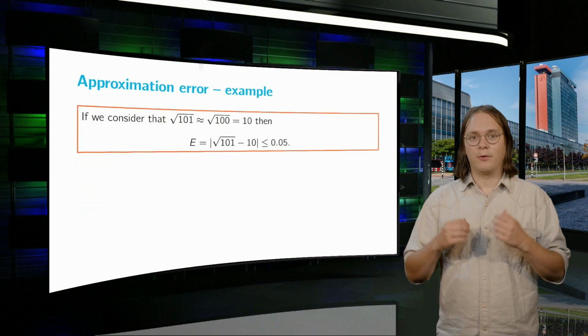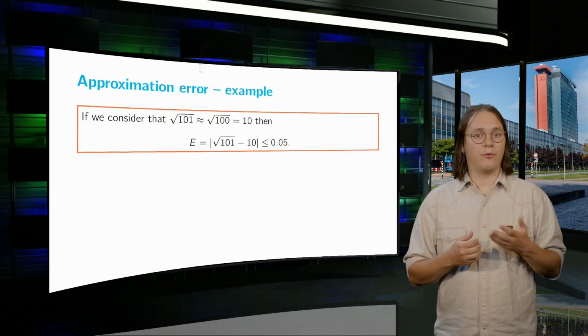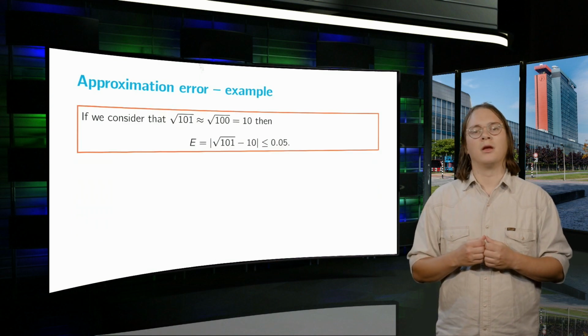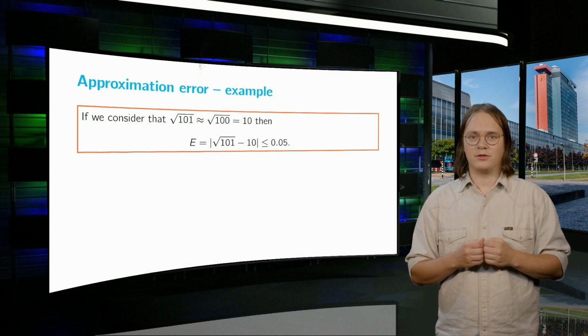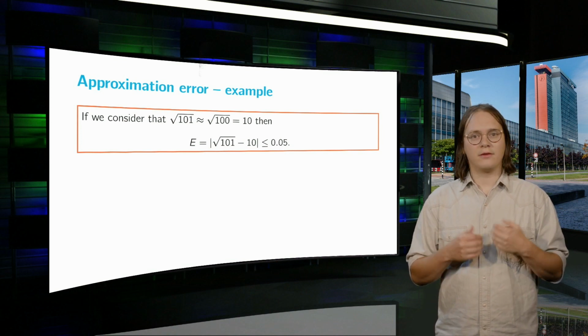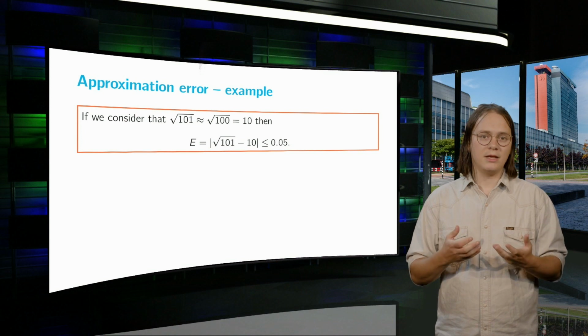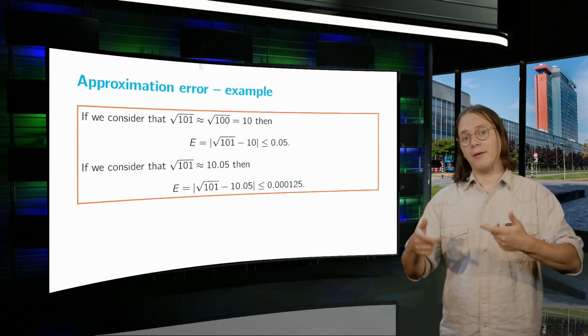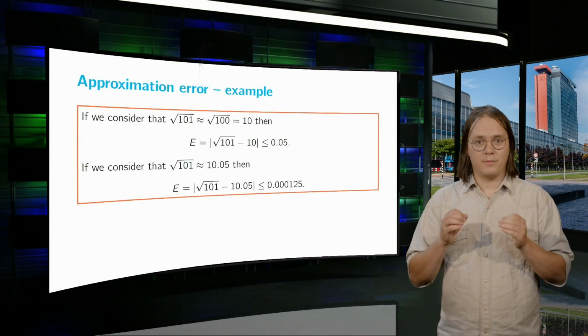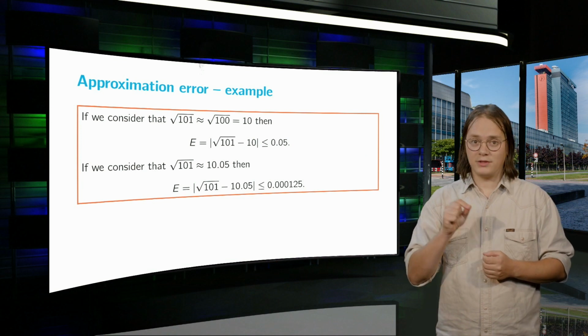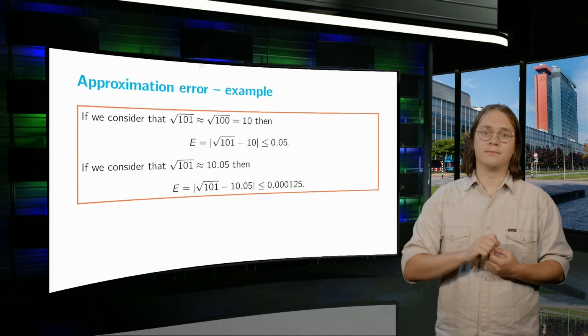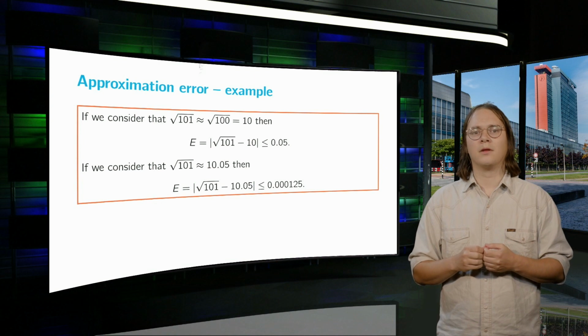There are many better approximations to the square root of 101 than just using 10. We will cover the most important technique this week. We will see that the first improvement to the approximation 10 is the approximation 10.05, which has an approximation error of less than 0.000125. Already a lot better.